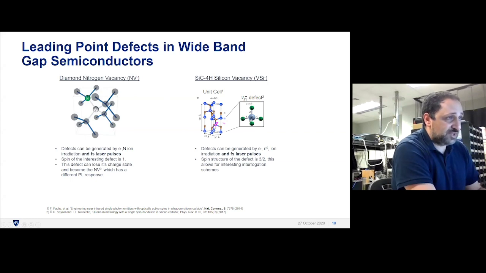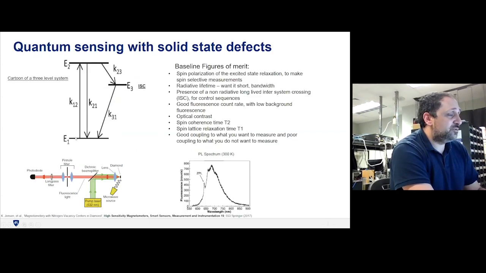The single vacancy in silicon carbide, this is a unit cell of silicon carbide. You knock out one of the silicon atoms, and now you have these dangling electrons from all your carbons. And so those dangling things kind of form an artificial atom. The spin of the nitrogen vacancy is 1. The spin is 3/2, which makes it very interesting, for the silicon vacancy in silicon carbide. And so you have the ground state and the excited state.